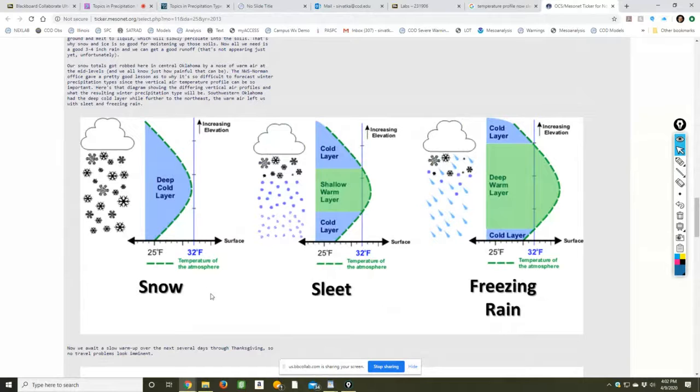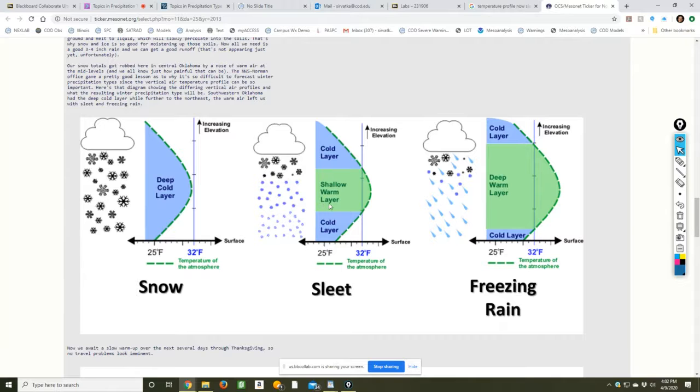Okay? What we're saying here is this is the freezing line in the atmosphere as you go higher. Here's the actual temperature profile of the atmosphere. So the air is saturated, there's precipitation falling, and all the temperatures are below freezing. That means the snow crystals that form are going to continue to fall all the way to the ground, and we get snow.